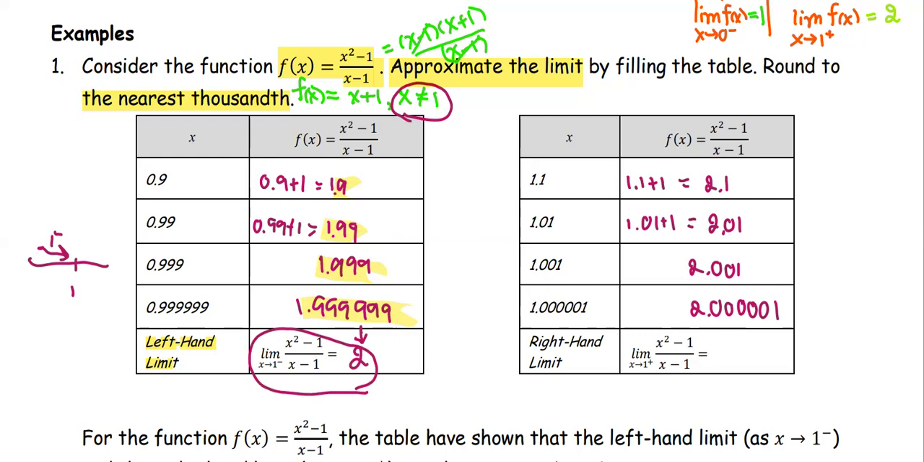For the second group here, we are looking for the right-hand limit, the values that we see on the table. They are on the right side of the value 1. As x approaches 1 from the right side, we say 1 positive, the y values are getting closer and closer to the value 2. In this case, we have the left-hand limit and right-hand limit to be the same.